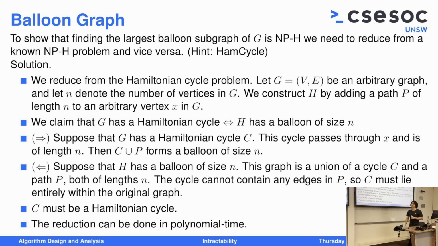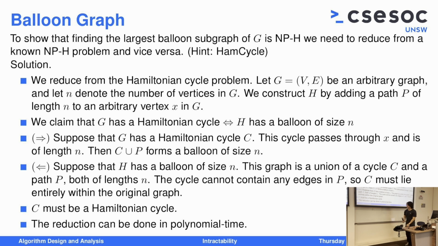Because A implies B doesn't necessarily mean B implies A, right? Hope that makes sense there, Ron. So we need to go both ways, and to go both ways, we have to prove both ways. And here's the forward proof. Suppose that G has a Hamiltonian cycle C. This cycle passes through X and is of length N. But remember, we added P to the graph. So C union P, this is probably a bit of abusive notation, but essentially the vertices in C union the vertices in P, whatever graph that forms, this must be a balloon of size N. Does that make sense?